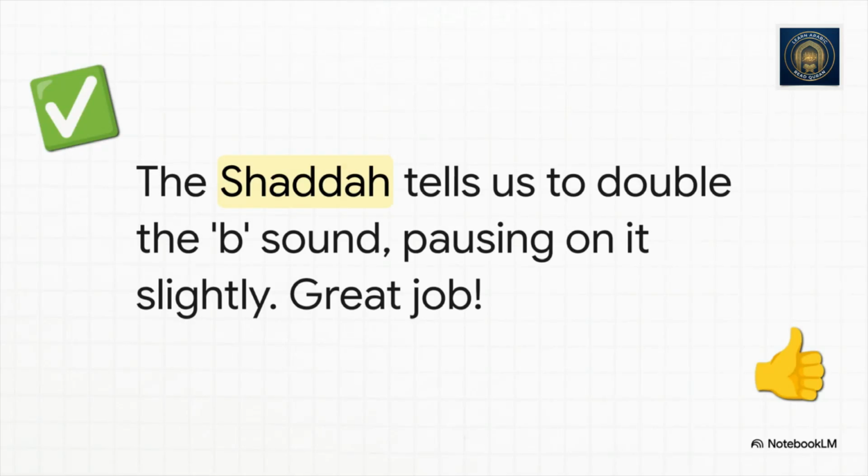Abba. The shadda on the ba means we say it twice. The first ba gets a sukun, which connects to the a and makes the syllable ab. The second ba gets the fatha, making the syllable ba. Put them together, ab, ba. If you got that, you are doing great.